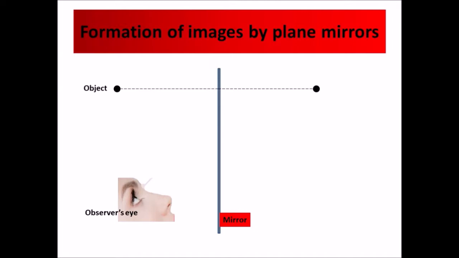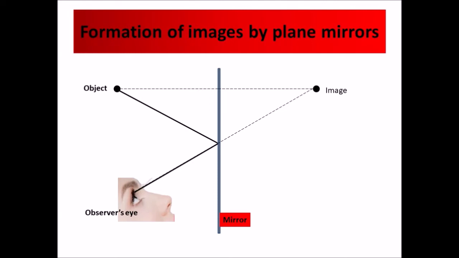Secondly, let's mark the point of reflection. Now to mark the point of reflection, we draw a line from the image to the upper part of the observer's eye, like that. So the point where that line meets the mirror is the point of reflection. So we will draw the incident ray from the object to the point of reflection like that. Then the reflected ray from the point of reflection to the observer's eye.